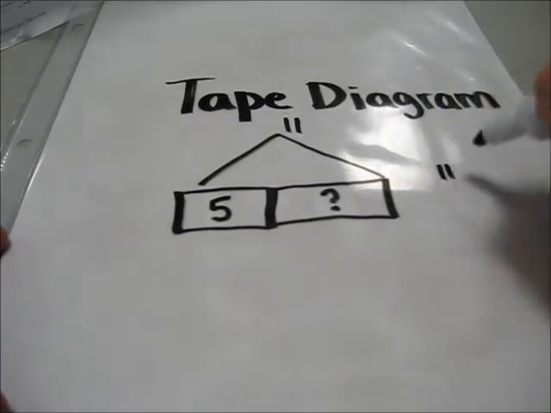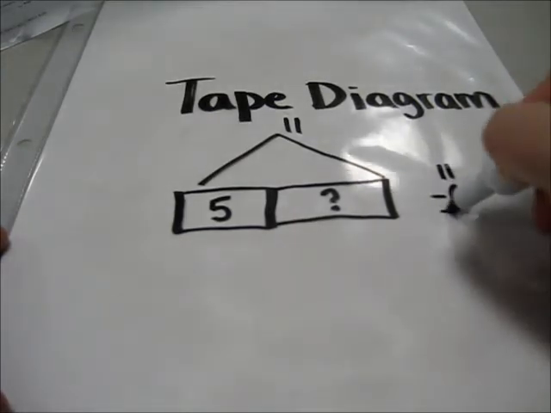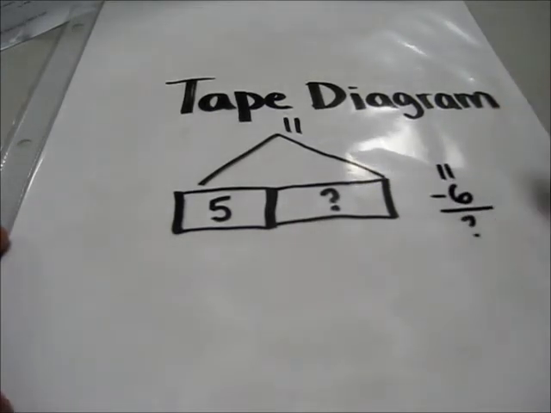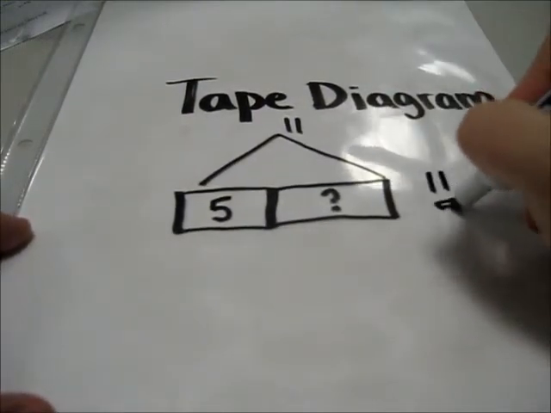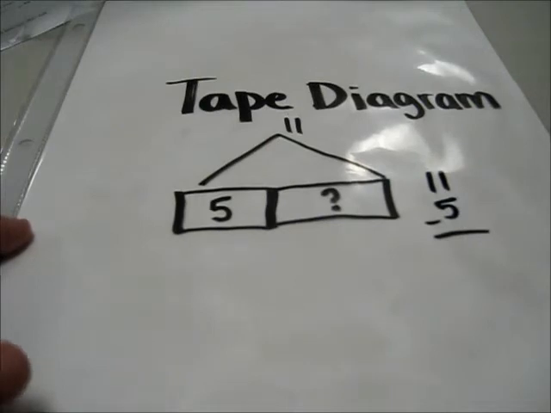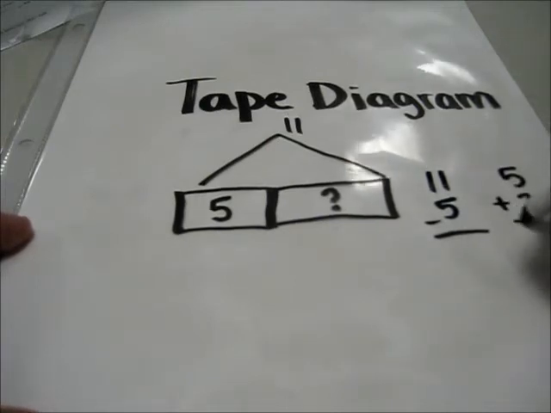I could either do 11 minus 6, or excuse me, that's the answer. I could do 11 minus 5 to get 6, or some people like to say 5 plus something gets me 11.